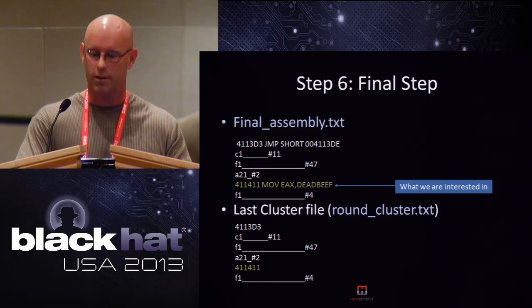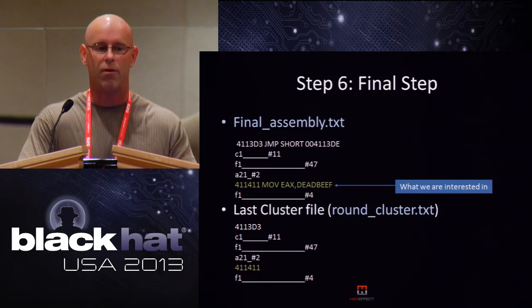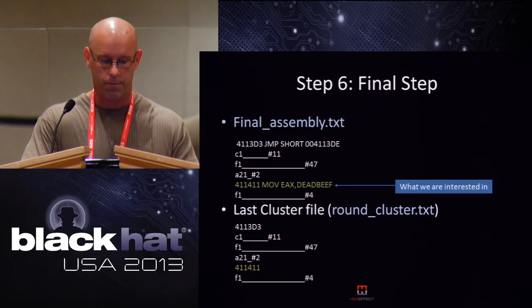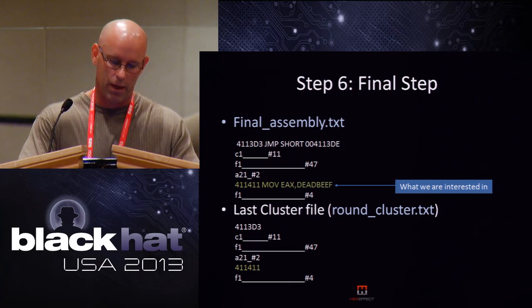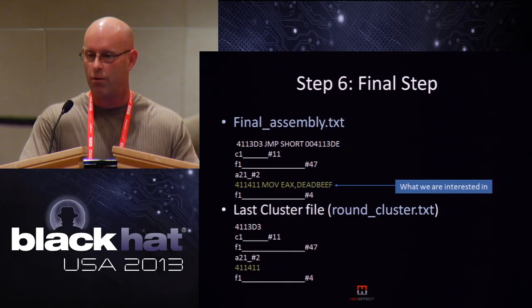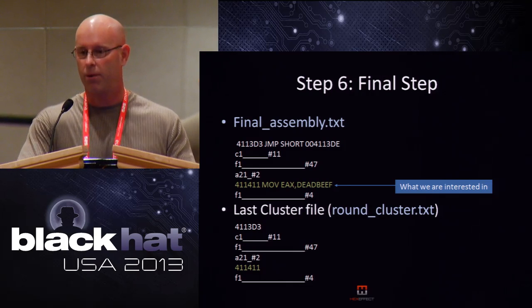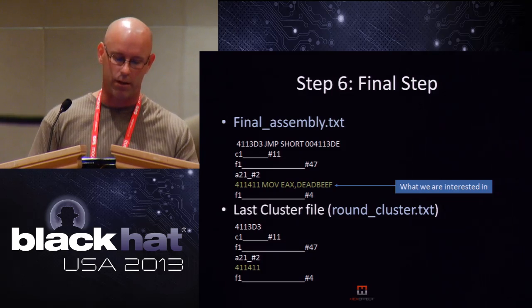So back to our very simple example, you see the mov EAX, DEADBEEF standing out, and that's the area that you're interested in, right? If you don't want to look at assembly code for whatever reason, then you can also just look at the last round, and the last round's not going to have that, but you'll see the virtual address, and it'll stand out, and it'll become obvious.